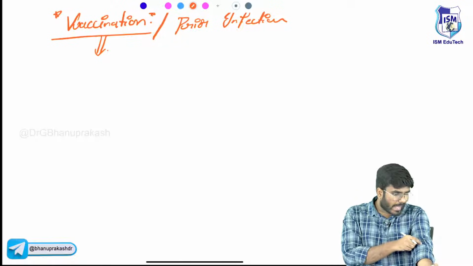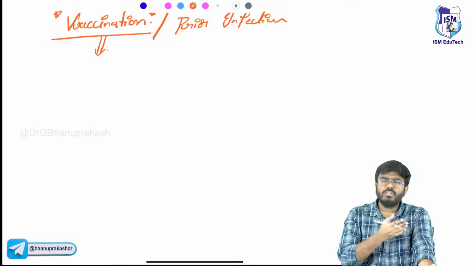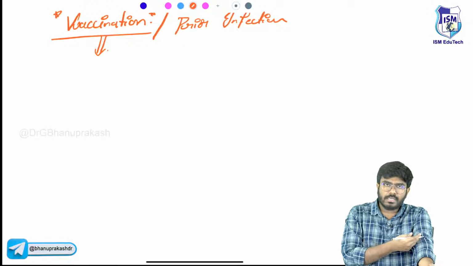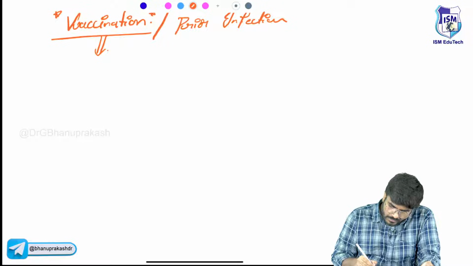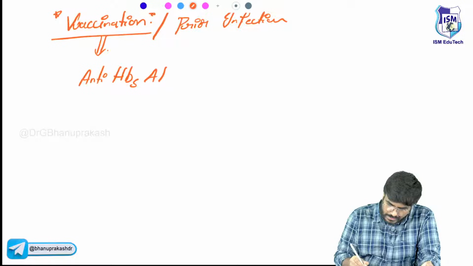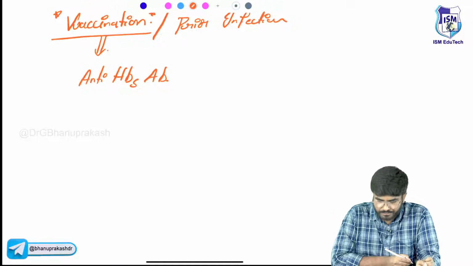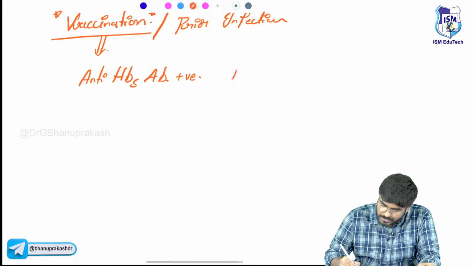When the surface antigen is injected into your body when you are a child, we usually do it with vaccination, right? In India, the US, everywhere, hepatitis B vaccination is done. So when you are injected with hepatitis B surface antigen, what will you produce? You are going to produce anti-hepatitis B surface antibodies, which are going to be positive. But do you see hepatitis B surface antigen?